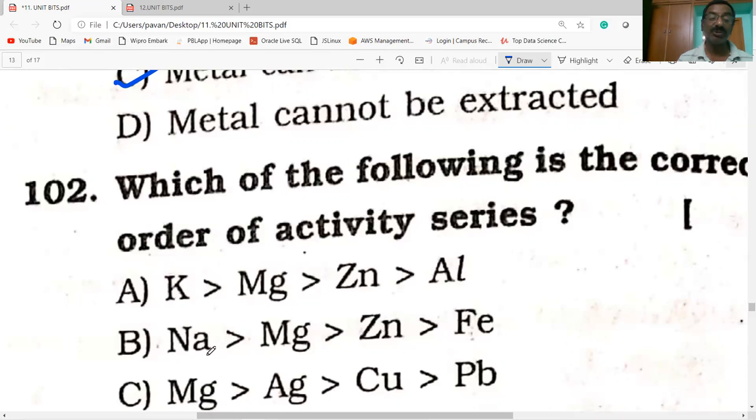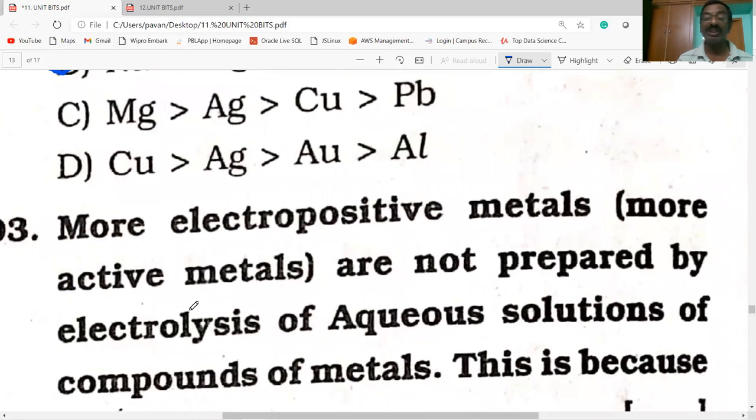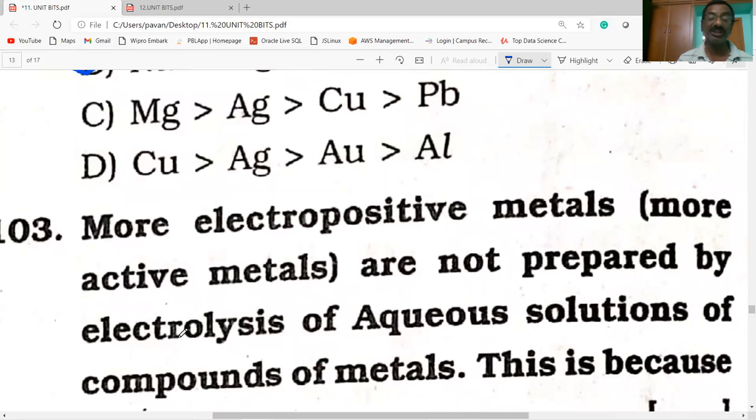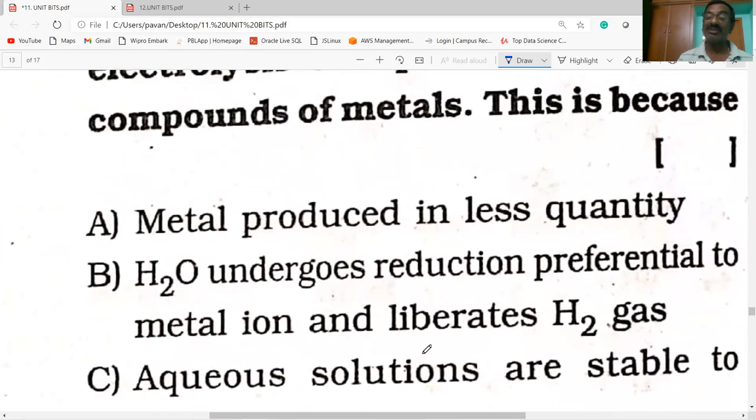Aluminium ikkada undal ma tappu. Sodium greater than magnesium greater than zinc greater than, and it is the correct order. More electropositive metals are not prepared by electrolysis of aqueous solution of compounds of metal. This is because metal produced is less quantity.